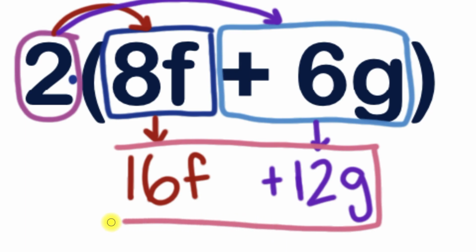So to answer our original question, what's an equivalent expression to this expression here? Well, the new expression that we found, 16f plus 12g, is equivalent to our original expression before we distributed, 2 parentheses 8f plus 6g.